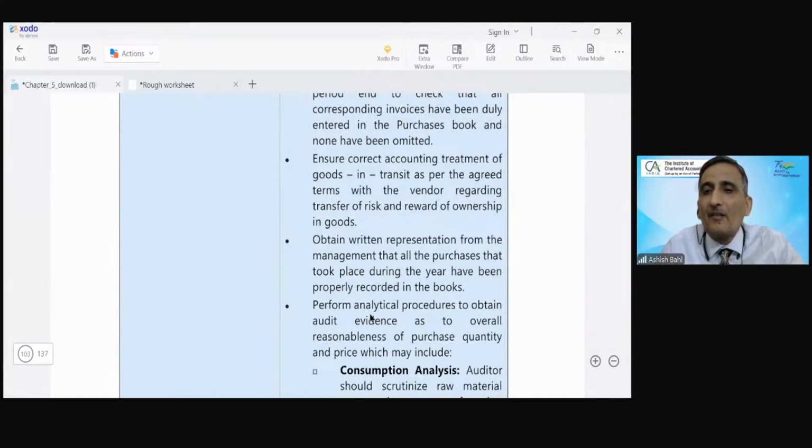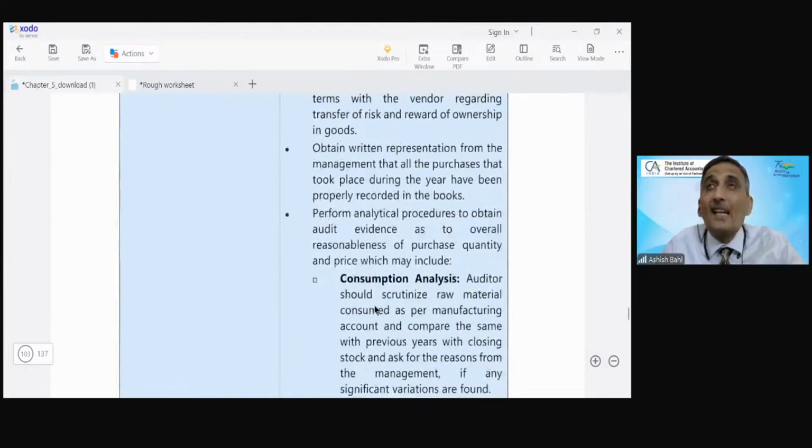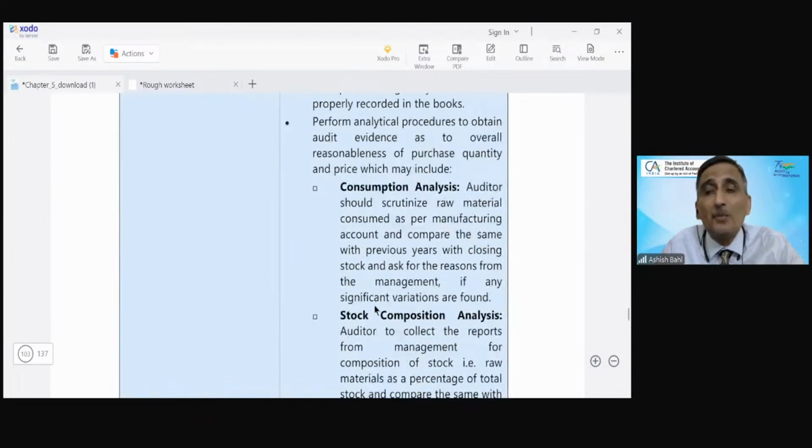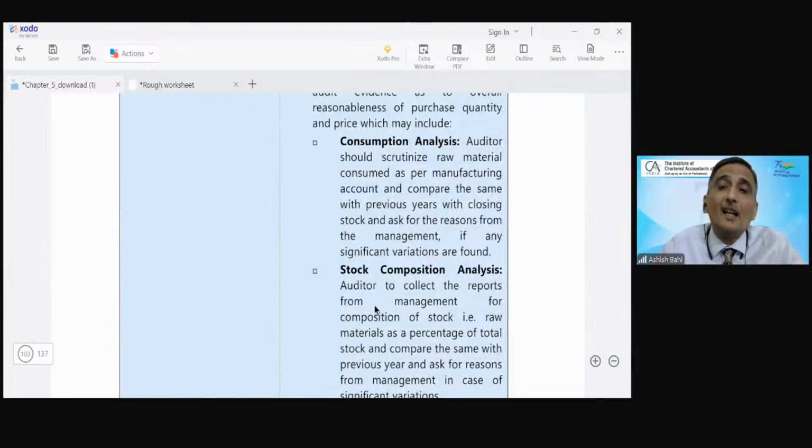Obtain written representation from the management, that is a general point, that all purchases have been completely recorded. Okay. And performing analytical procedures, like making some sort of ratio analysis. One thing is consumption analysis, and one thing is stock composition analysis. Now, consumption analysis means seeing the raw material consumption during the year under audit and comparing it with the previous year's consumption.